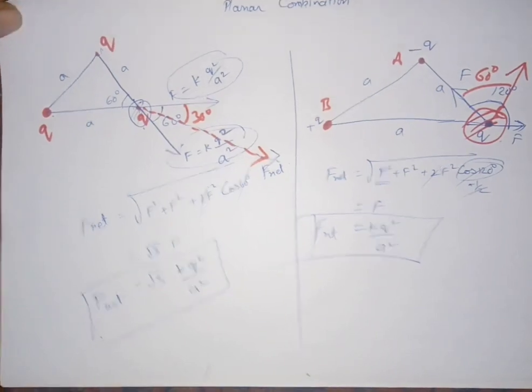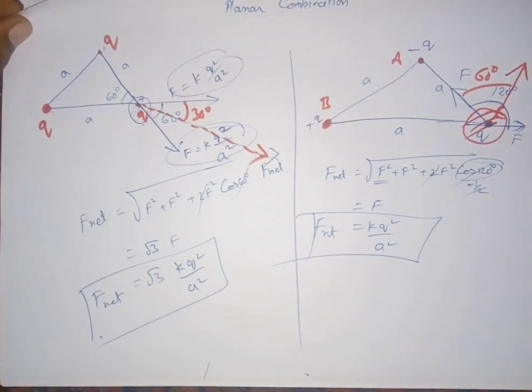So that's a planar combination of forces. That means the charges are distributed on a plane. And let us take one more example for this. Say for example, there is a square.